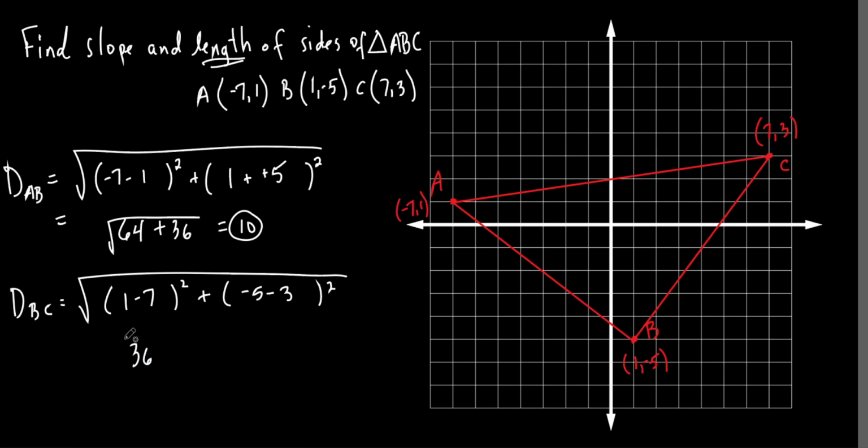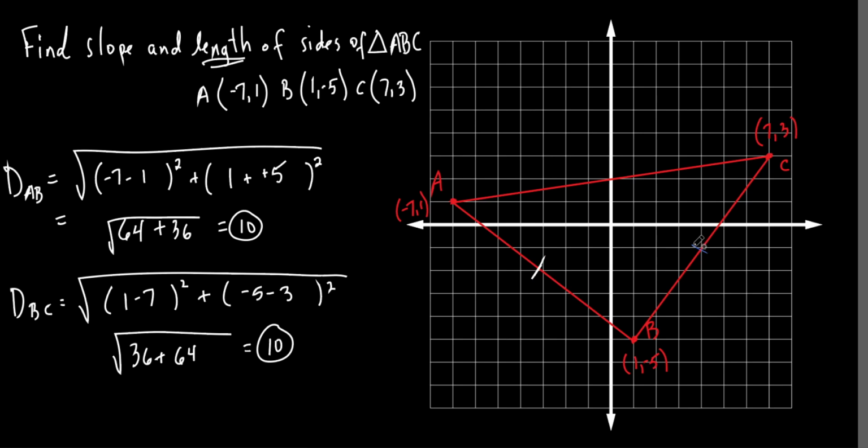Oh, that's an ugly square root. Let's make it a little better. That's better. Plus, this is negative 8. Does this look familiar? Yep, 8 squared is 64. That's 100. Square root of 100 is 10. So what does that mean? That means that AB is what?